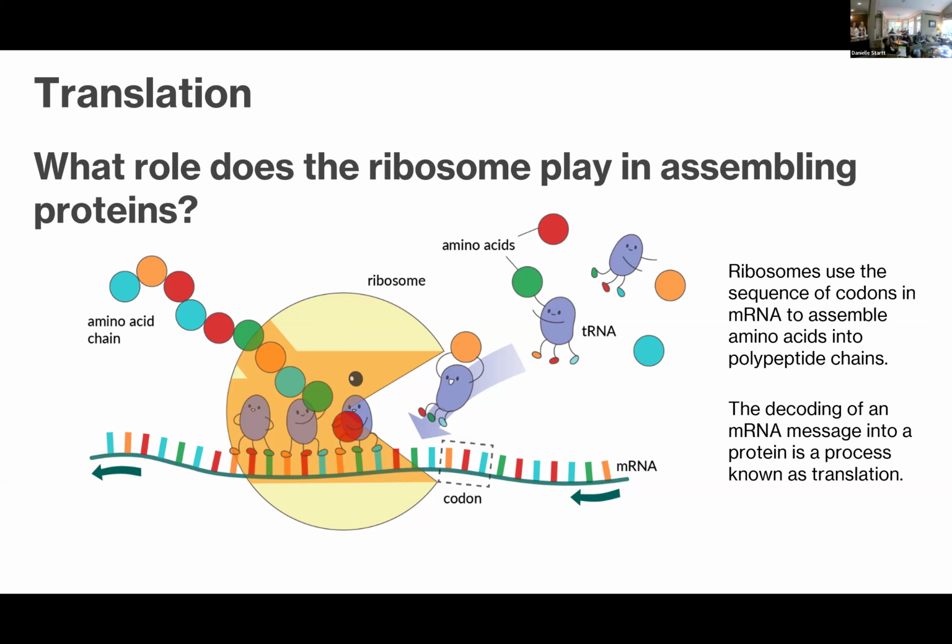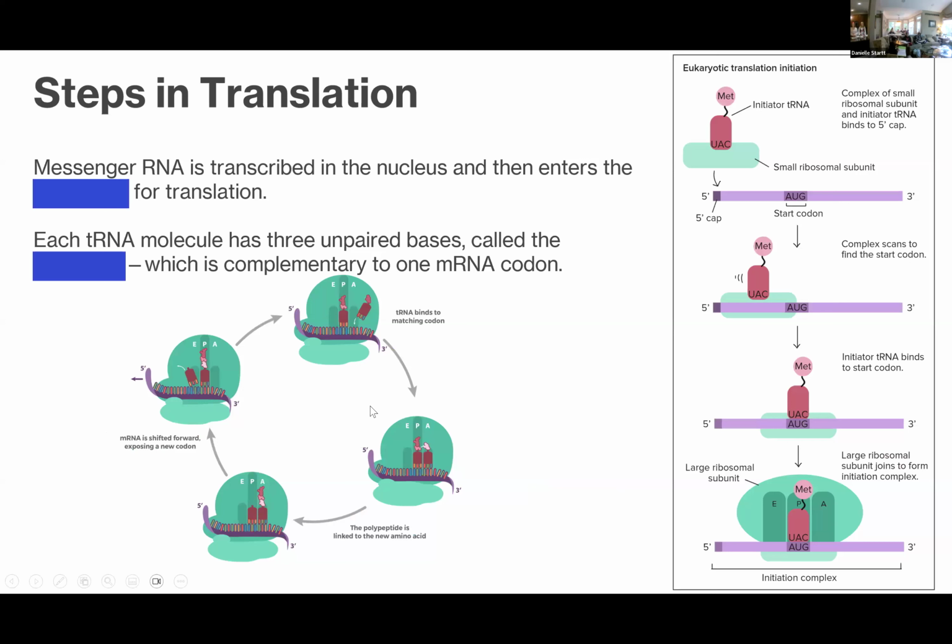So transcription happens where in eukaryotic cells? In the nucleus, because the DNA is in the nucleus. And translation happens in the ribosome and the cytoplasm. So here are your steps. Your messenger RNA is transcribed in the nucleus and then enters where for translation? Into the cytoplasm, into the ribosome within the cytoplasm. It leaves its little home and goes out into the world.